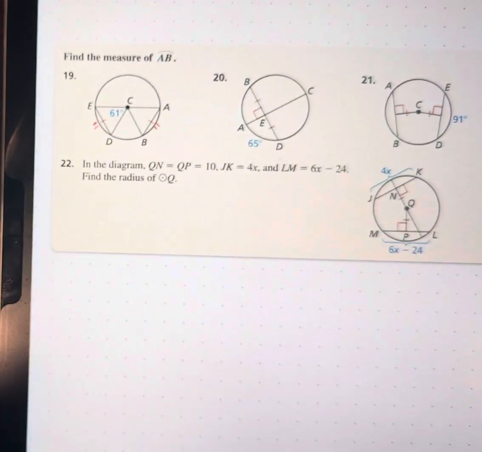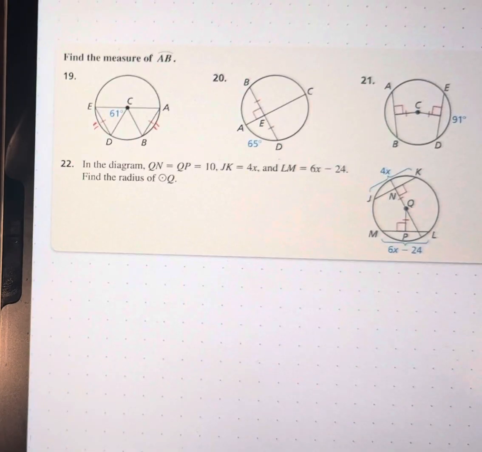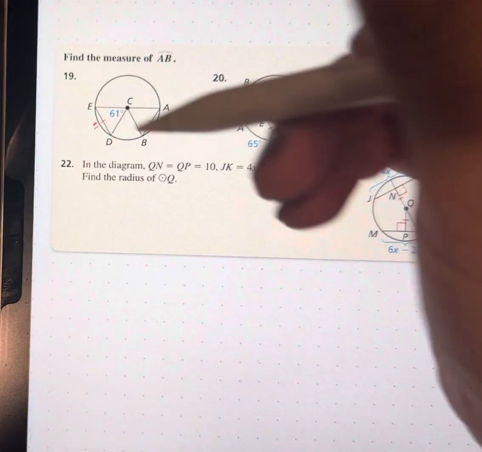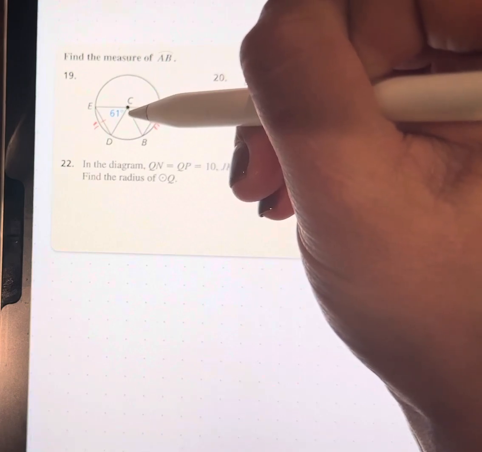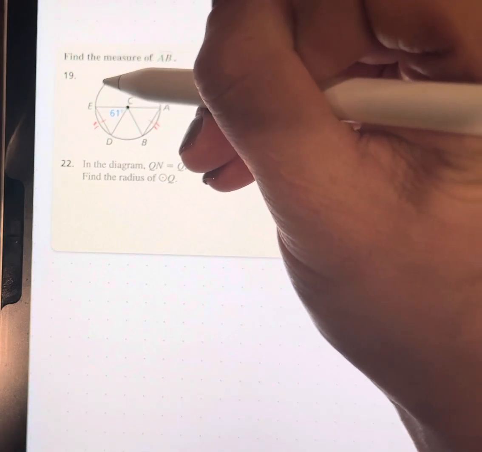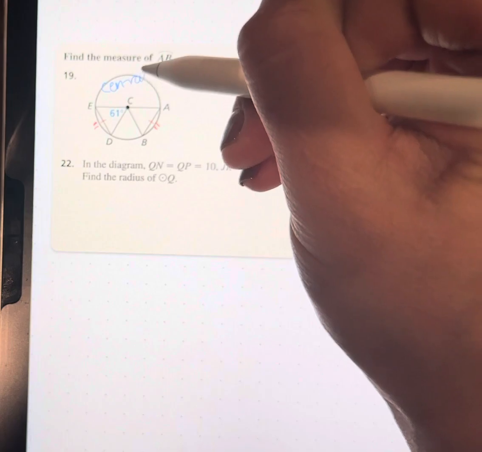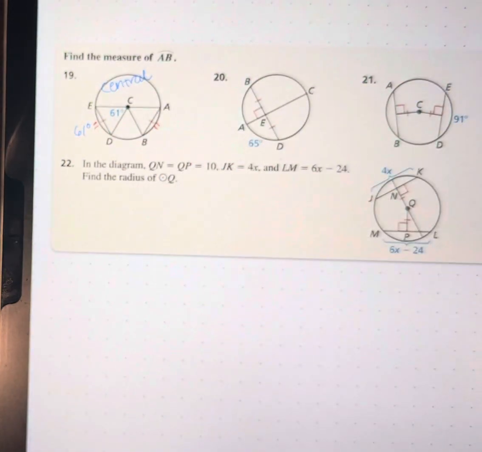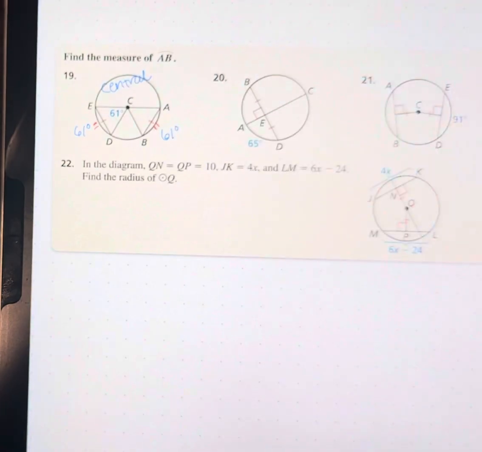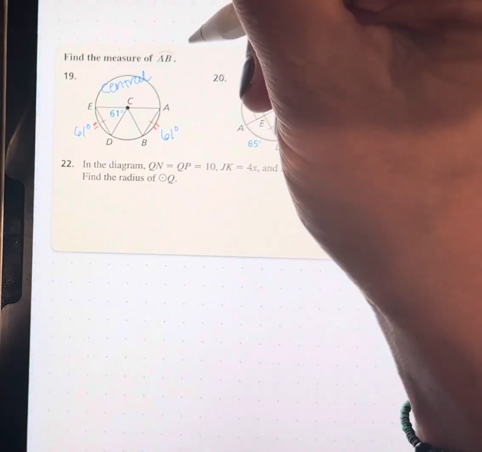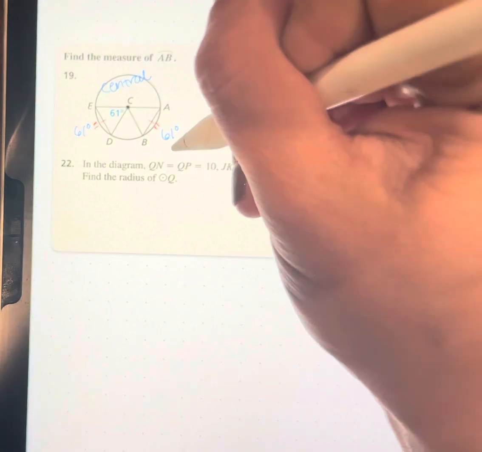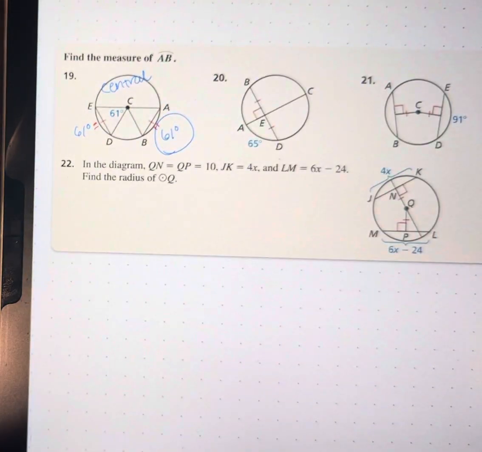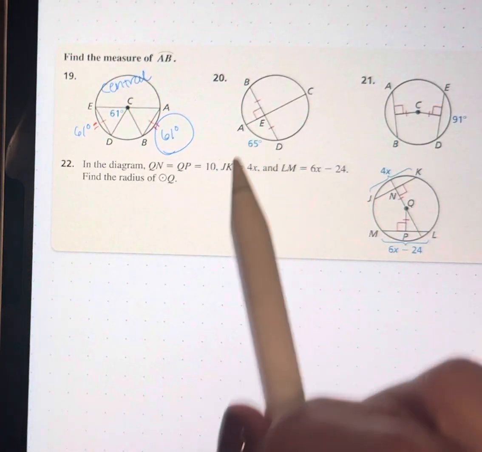Okay? So, because this angle right here, the 61, is a central angle, that makes this arc 61 degrees. And since this one's congruent, this one is 61 degrees. So the correct answer here is 61 degrees. Don't forget the degrees.